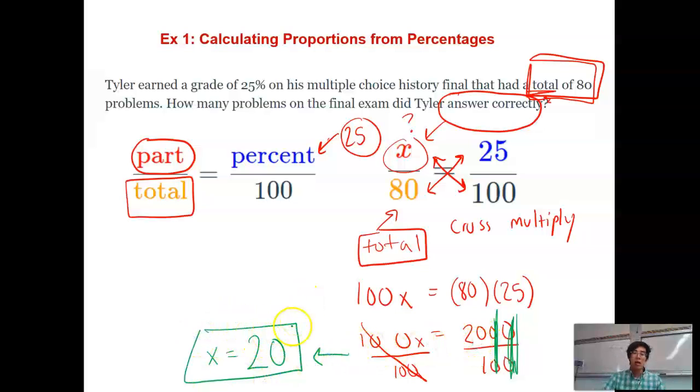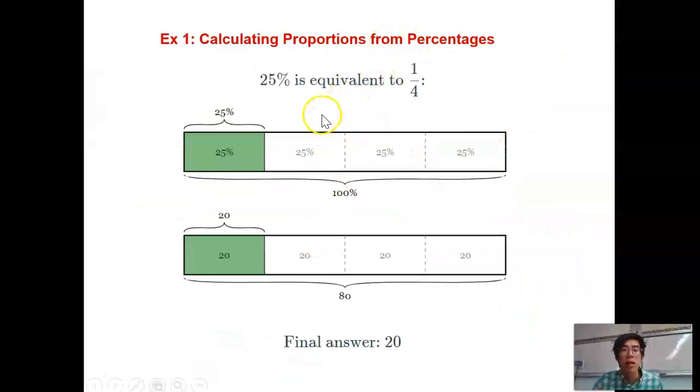Right? So that is my missing number. And what does that mean? Let me give you a visual of what that looks like. Okay. So since I know 25% is equivalent to 1/4, think about 25% as quarters, right? You need 4 quarters to make $1, 100%.